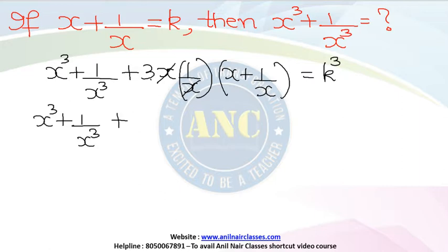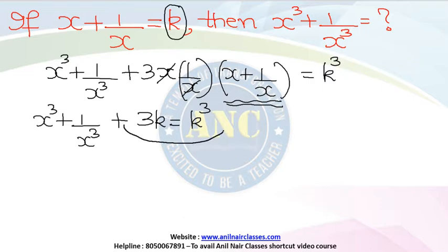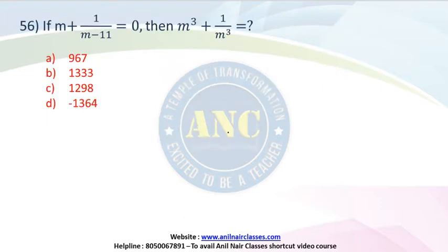plus 3 into x plus 1 by x, whose value we know from the given data as k. The right hand side is k cube. That means, very important point: shift this plus 3k to the right hand side. It becomes minus 3k. So can I conclude it?